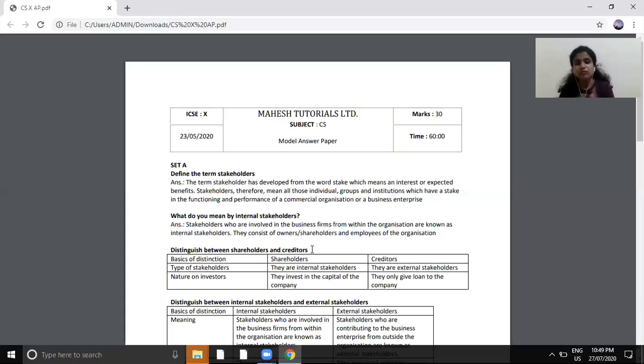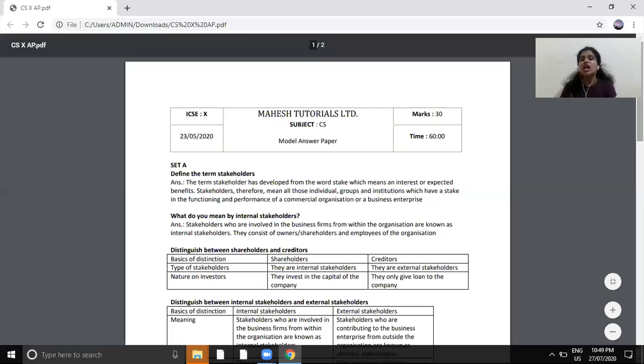Second, basis of distinction has to be compulsorily there. Third, whatever points you write as explanation for distinguish between or difference between, it has to be in sentence form. You cannot write one word or two words and leave it there. You have to convert it into a proper sentence. So since it is asked for 2 marks, you will write any 2 points of your choice, whatever you find easy to remember and understand. There is no compulsion to learn particular points. You may choose to learn whatever you wish to.